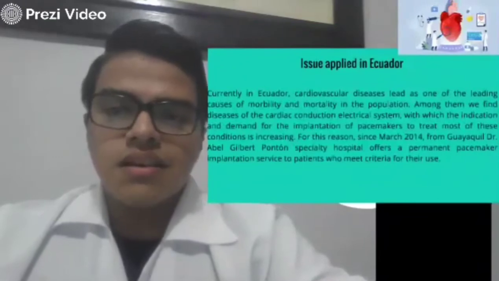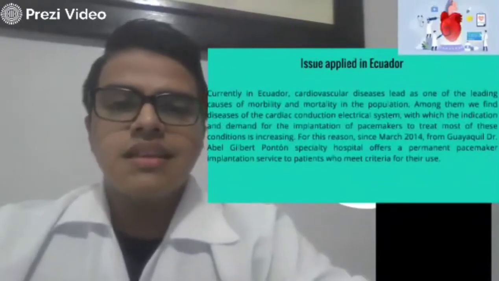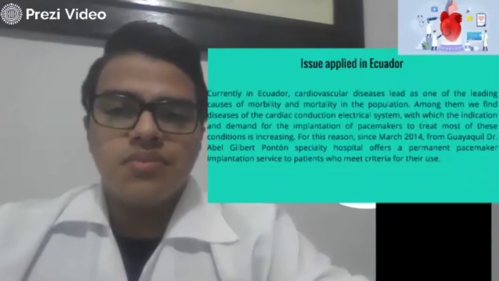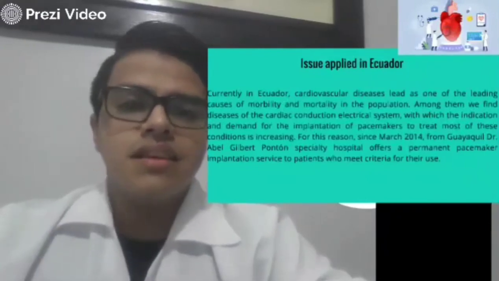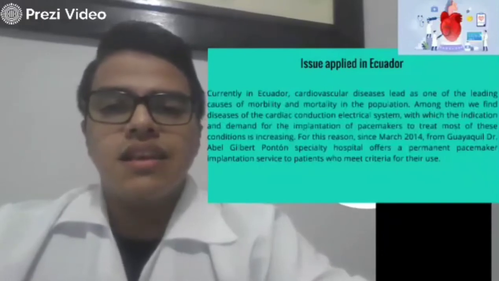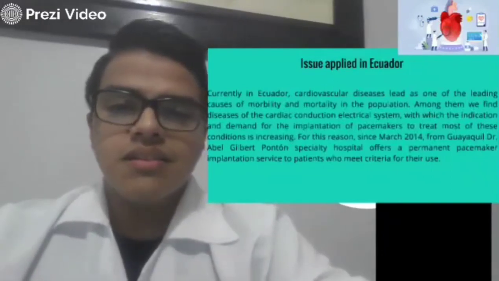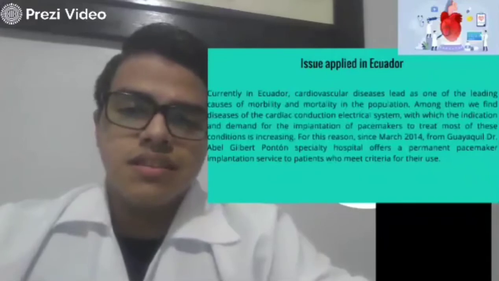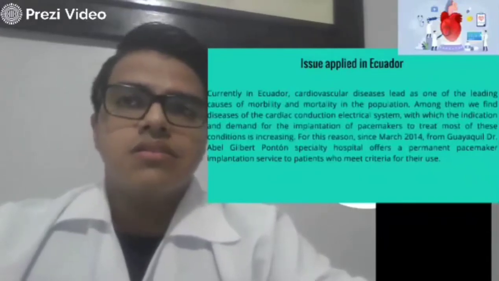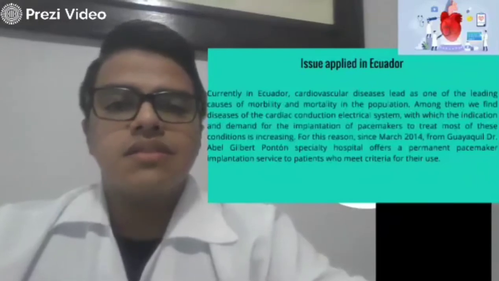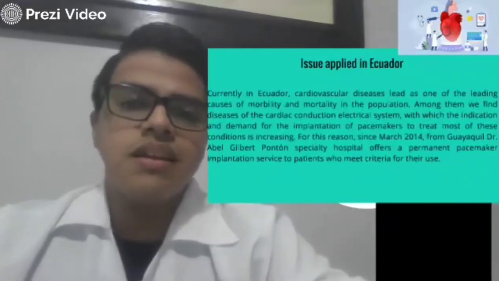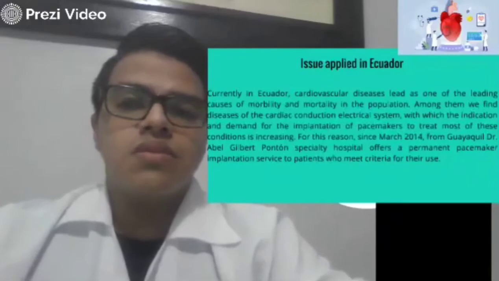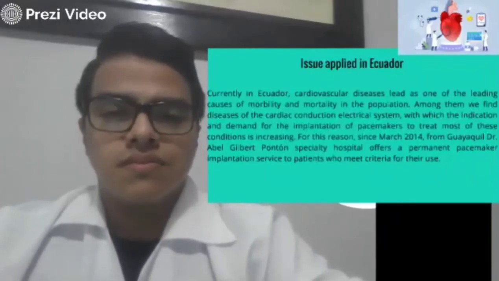Usage applied in Ecuador. Currently, in Ecuador, cardiovascular disease is one of the leading causes of morbidity and mortality in the population. A large number of patients have disorders of the cardiac conduction electrical system, with which the indication and demand for the implantation of pacemakers to treat most of these conditions is increasing. For this reason, since March 2014, the Guayaquil Dr. Abel Gilbert Pontón Specialty Hospital offers a permanent pacemaker implantation service to patients who meet criteria for their use.